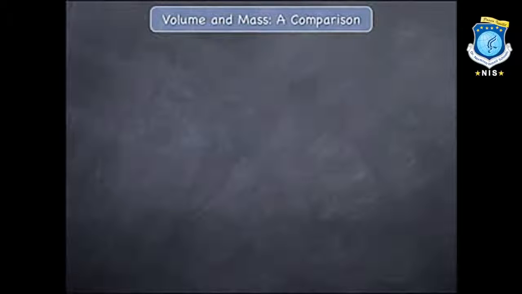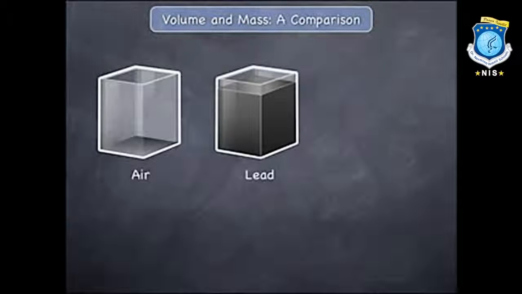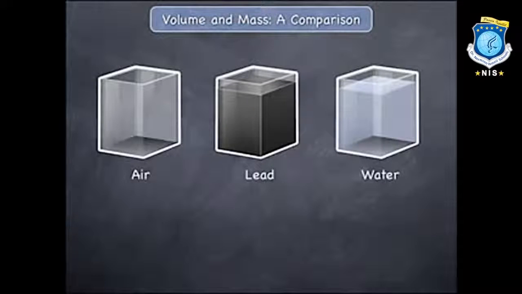Consider three 1-litre containers, each one containing a completely different substance. Firstly, consider 1 litre of air. Secondly, 1 litre of solid lead. And thirdly, 1 litre of water. You can say that they all have exactly the same volume, because they all have the same three-dimensional size. It doesn't matter at all that they are different substances.